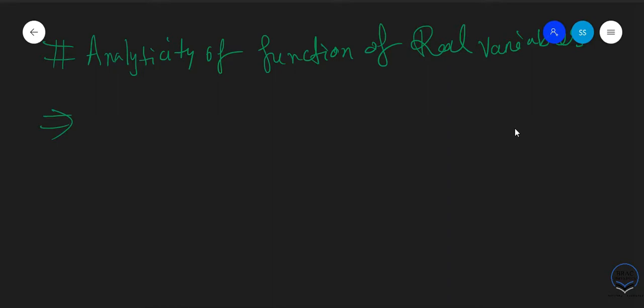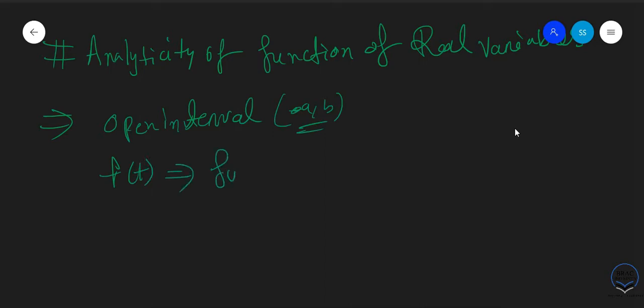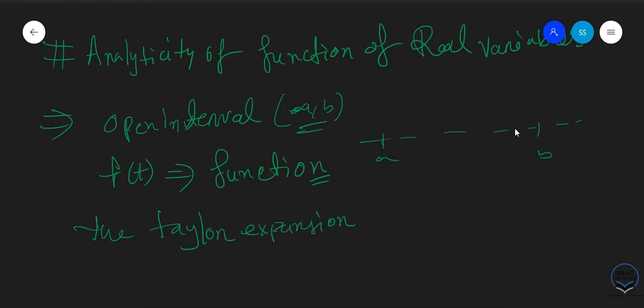For our purpose, analyticity means the following. Let's say you have some open interval, something like this, and you have some function f of t. Within this open interval, say a and b, the Taylor expansion will always converge.